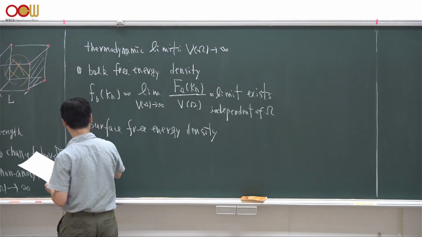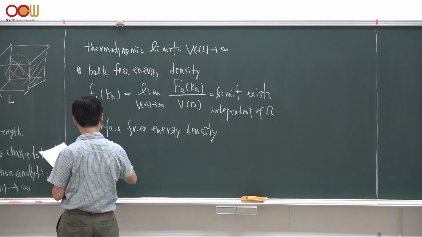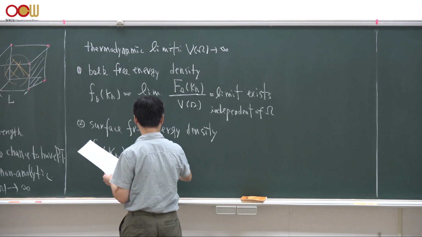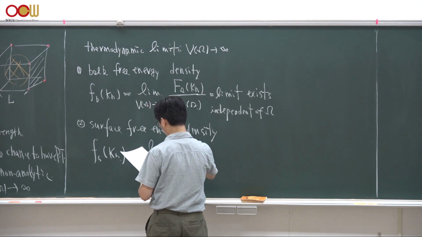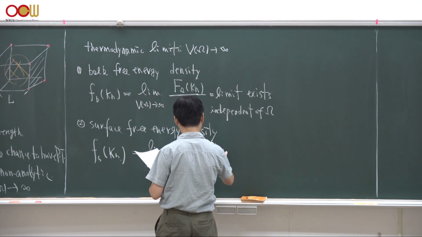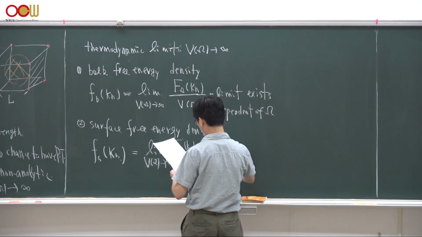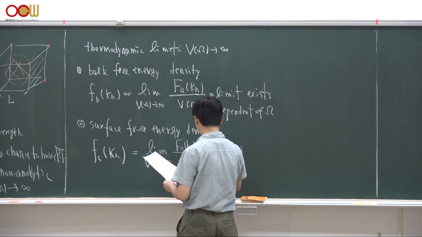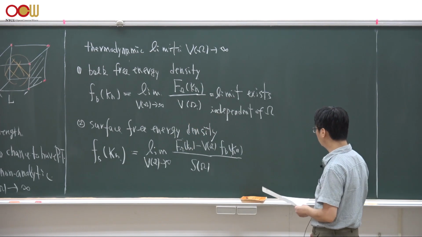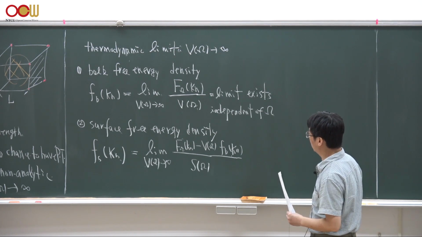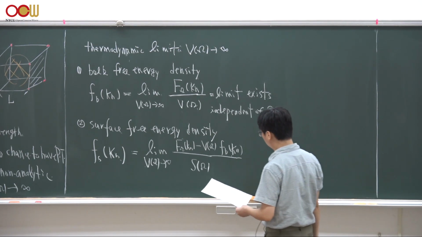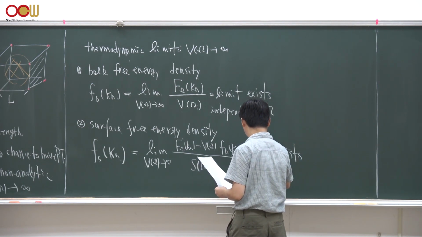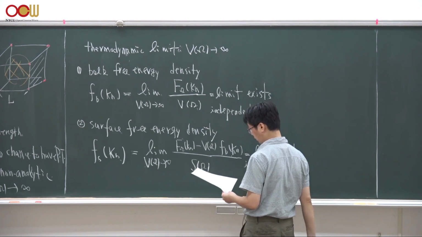We could also follow the same way to define this little fb, and we can define little fs in the thermodynamic limit. We simply subtract the bulk part of the free energy from this total free energy, and that is the surface free energy. The total surface free energy divided by the surface area is the surface free energy density. And that limit should also exist and should also be independent of your volume or system size.